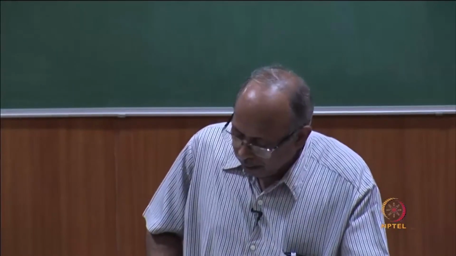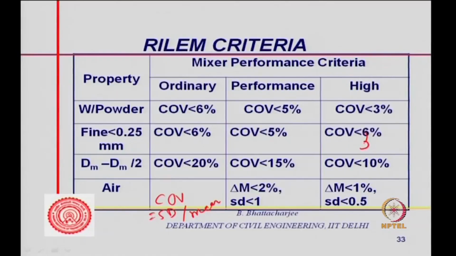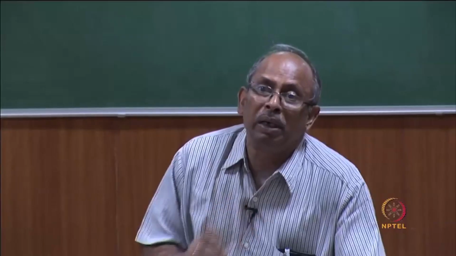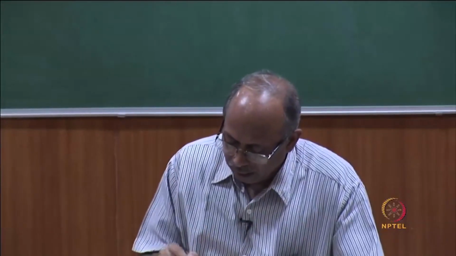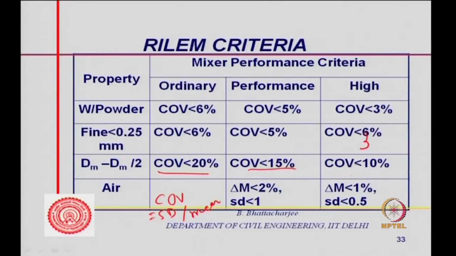It should be high. Similarly, coefficient of variation for dm, the mean particle size, and minus dm by 2. So, proportion of the particle belonging to a particular size you find out, and if it is less than 20%, 15%, 10%. Residual air content by mass, if it is less than 2% with a standard deviation less than 1, you call it OK performance. If it is less than 1% and standard deviation is less than 0.5, you call it high.